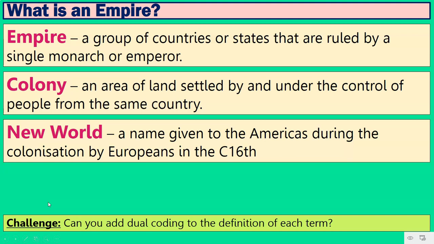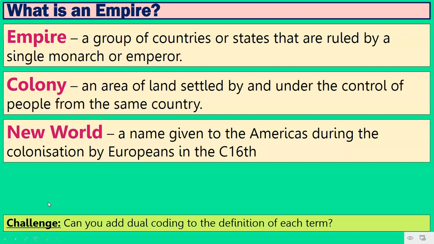A colony is an area of land settled by and under the control of people from the same country. So people may set up colonies within the empire. For example, in the British Empire, people set up colonies in America and in places like India as well. And that's where the word colonisation comes from. These British people going off and creating colonies is an act of colonisation or colonialism.